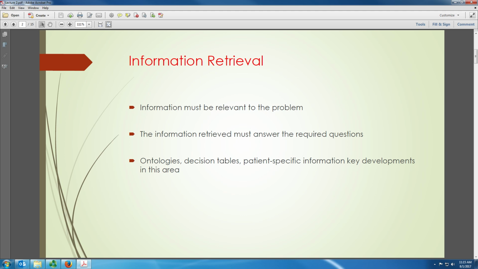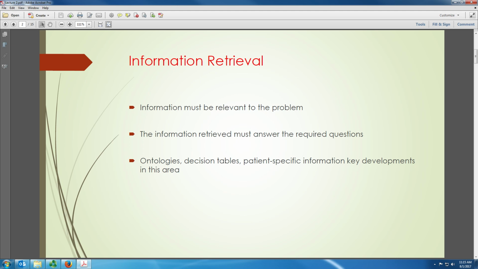Information could be stored in some place in some particular form. But the information that is stored and needed to be retrieved should be relevant to the problem. So that's one of the key things of information retrieval. That information must be relevant to the problem, and information retrieved must answer the required or the specific questions that we try to answer.